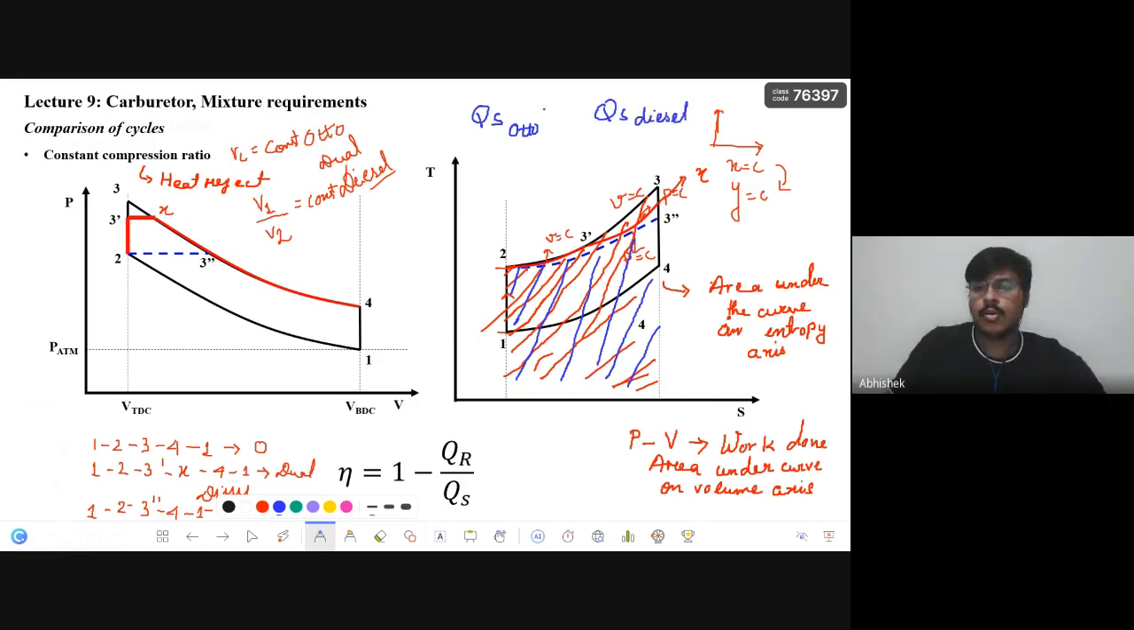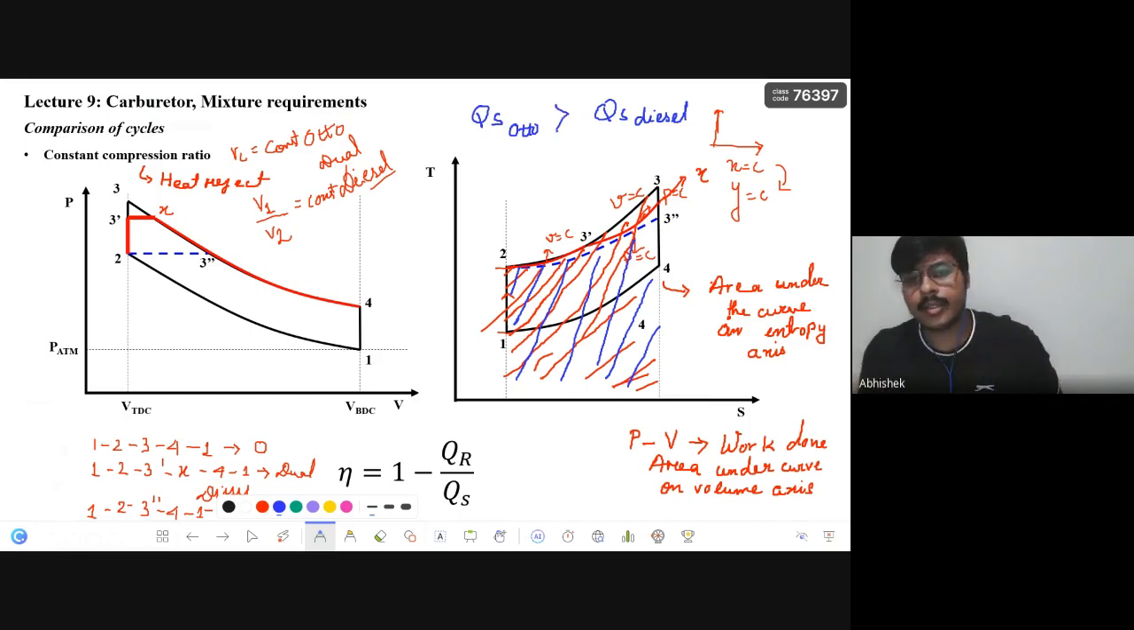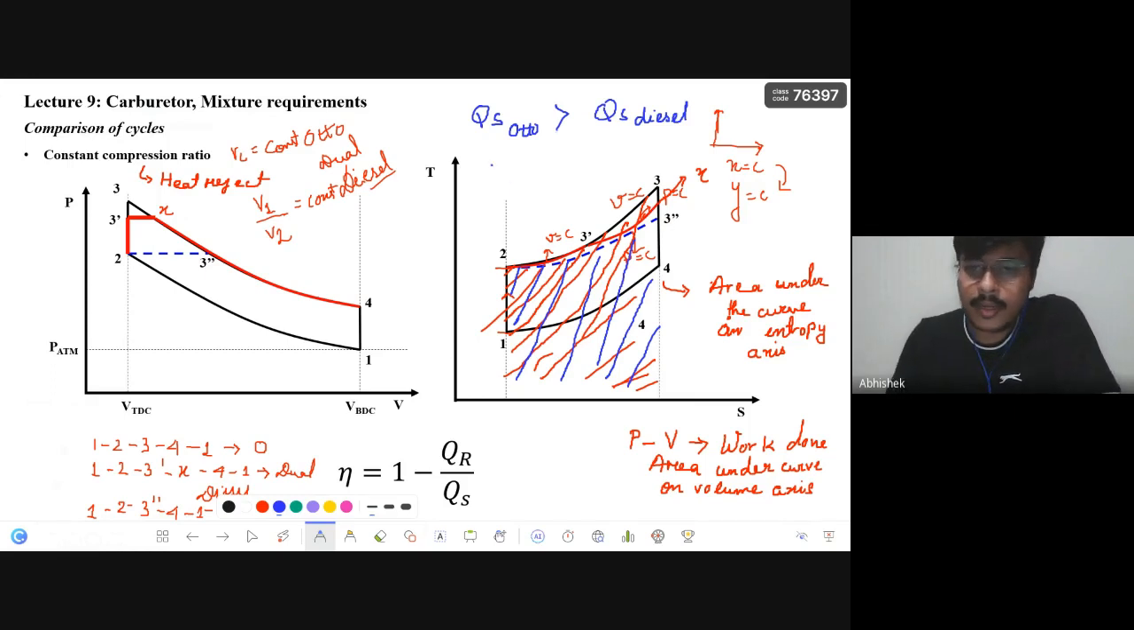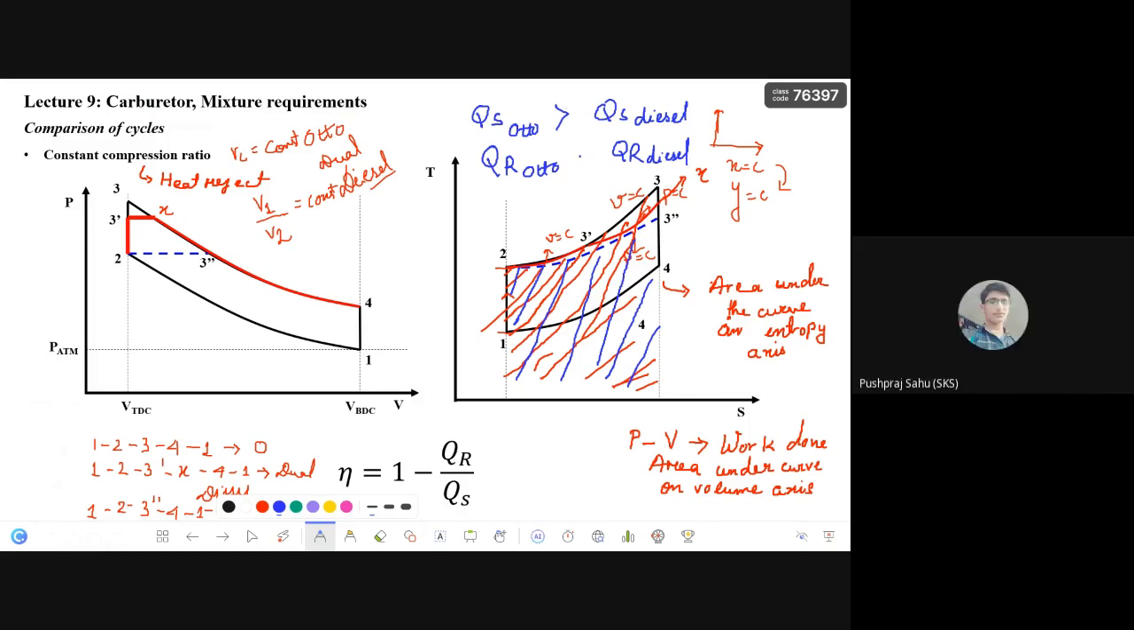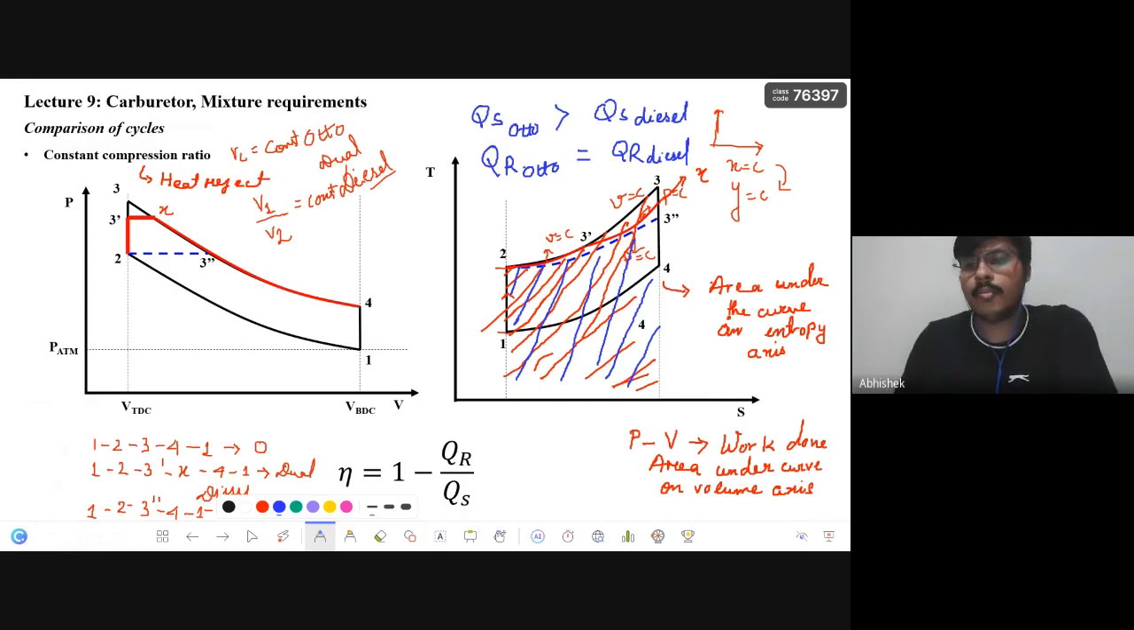Correct. So if you compare the Q supplied for Otto cycle and diesel cycle, then Q supplied for Otto cycle is higher. But if you compare the Q rejected, whose is higher or whose is less? Heat rejection is taking place from 4 to 1, so it is the same for both the Otto cycle and diesel cycle, correct? Yes, sir. So Q rejected for Otto and diesel both are the same.